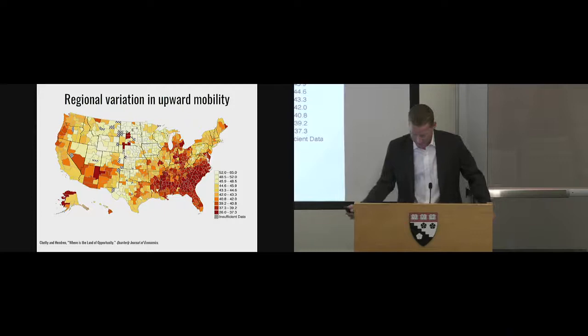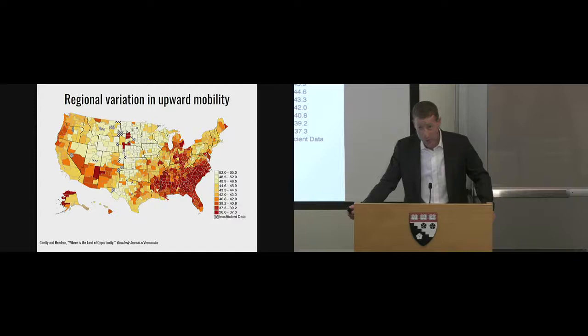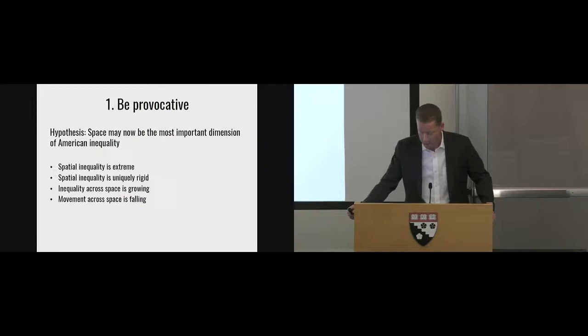Okay, so this is the map that Raj showed on variation in upward mobility. What this is telling us is that spatial inequality is extreme, okay? You could show a whole bunch of different maps that show this at a very local level, block to block, neighborhood to neighborhood, but we have a spatial challenge in the United States when we talk about inequality. It is extremely rigid.